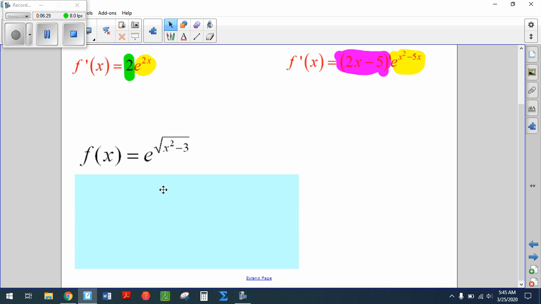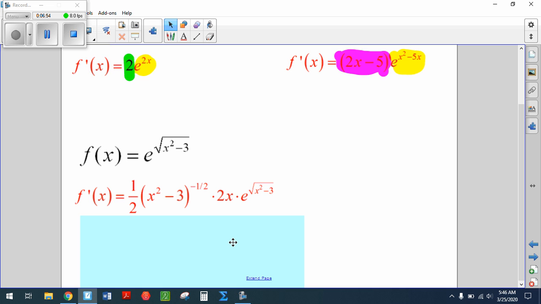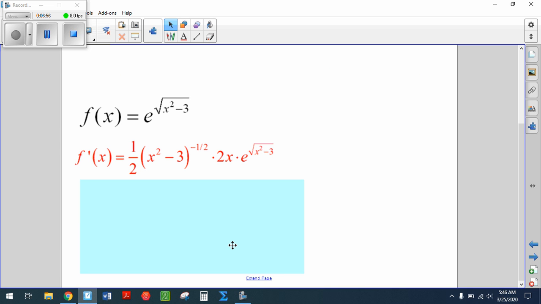So in the third one, the derivative of e to the square root of x squared minus 3 is going to be e to the square root of x squared minus 3. So that's right there. But then we have to take the derivative of that power. My power is going to be a chain rule, square root of x squared minus 3. So it's going to be 1/2 as my power, x squared minus 3 to the 1/2. So we take the derivative of that, 1/2 times x squared minus 3 to the negative 1/2, and then the 2x comes from the derivative of the inside.